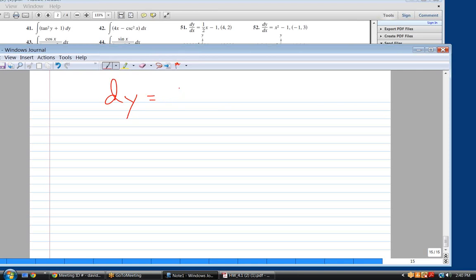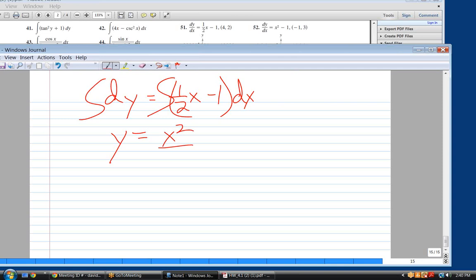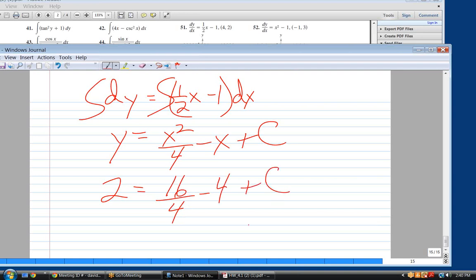we would move the dx over first, and then we would integrate it, which gets us y equals, is that 1/4 x squared? Minus x plus c. And then we would plug in the 4, 2 point, which gets us 2 equals 16/4 minus 4 plus c, which works out to be c equals 2.